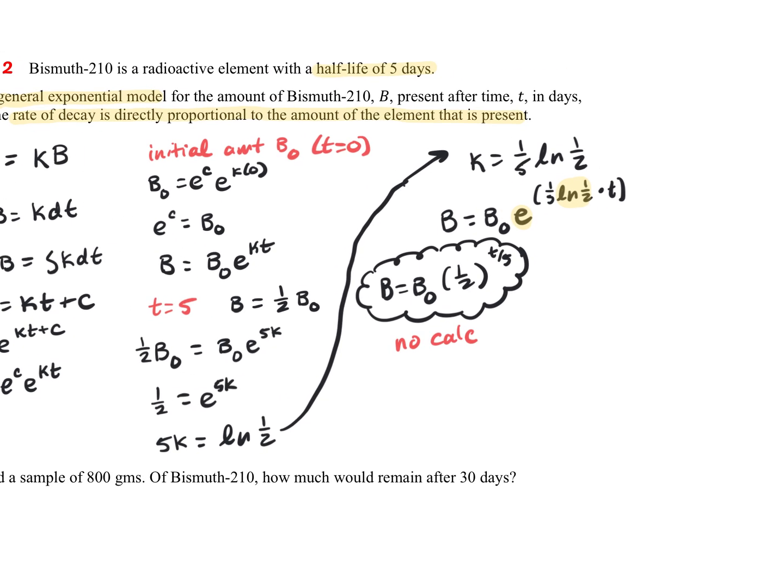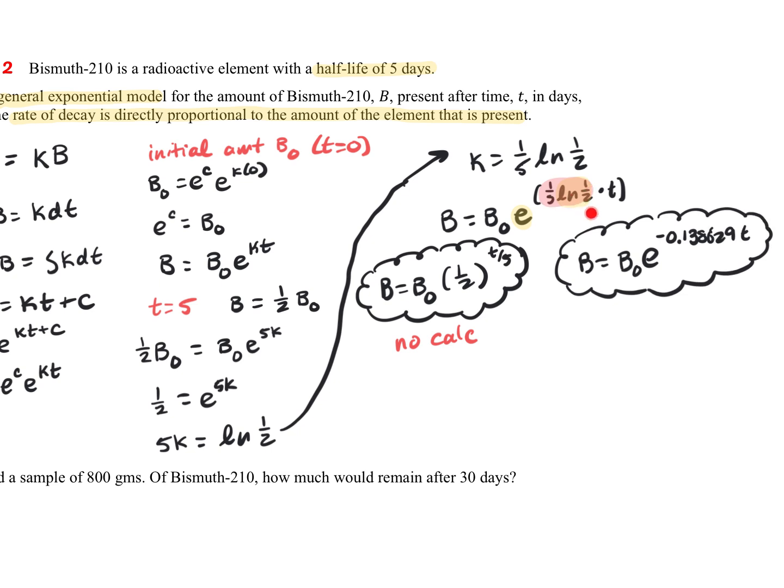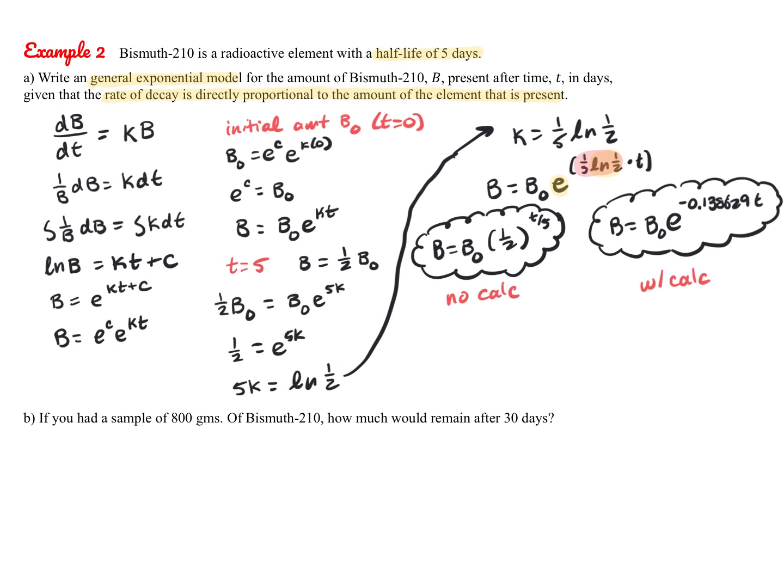But if you wanted to, you could also plug this into your calculator to get a decimal approximation for 1/5 natural log of 1/2. And then you would end up with B naught times e to the power of negative 0.138629 T. So this would be with a calculator, getting a decimal approximation for 1/5 natural log of 1/2. So either model is fine, it just depends on what you have to work with.